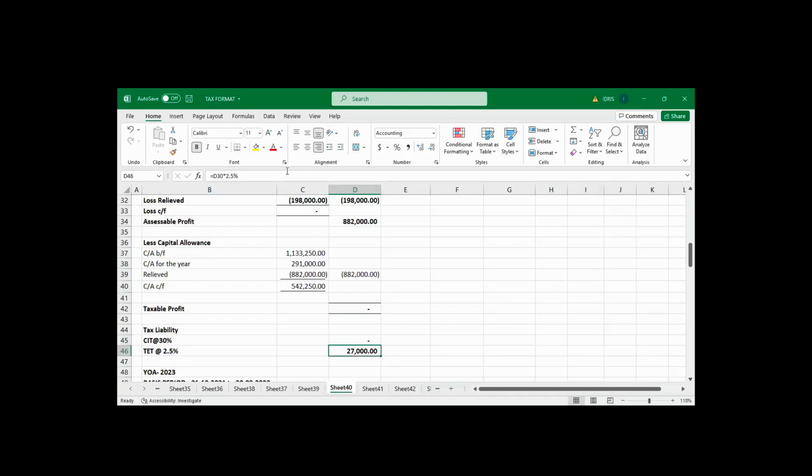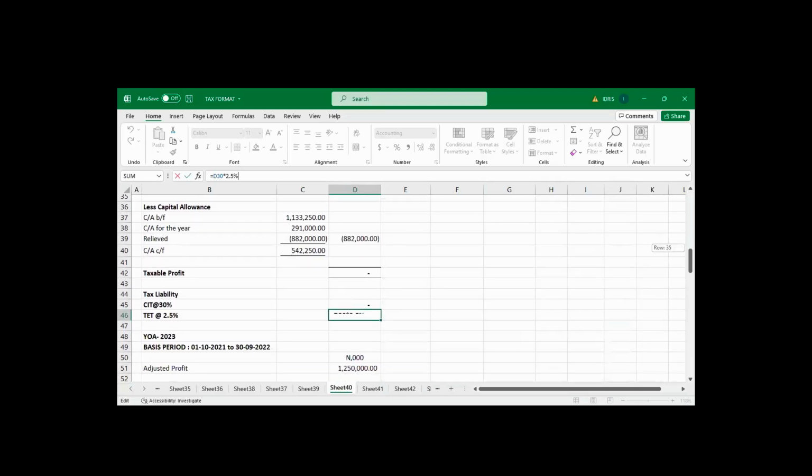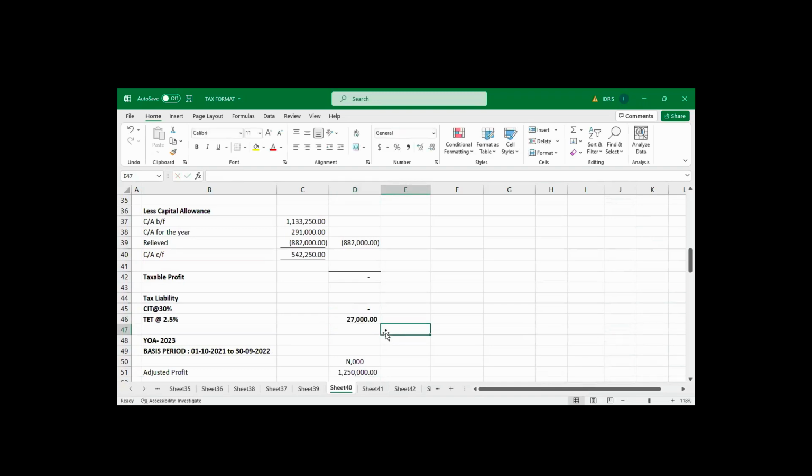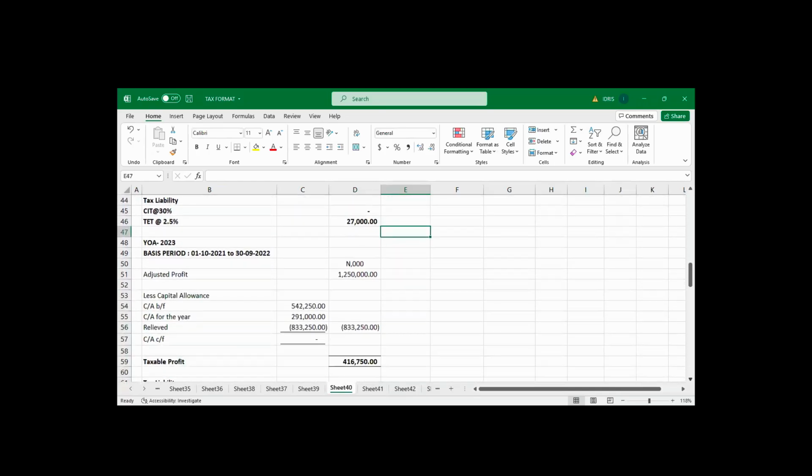So in this second year of assessment, what is your adjusted profit? $1,080,000. 2.5% of it. So you move to the 2023 year of assessment. In the 2023 year of assessment, your adjusted profit is 1,250,000. You don't have any loss again, but you have a capital allowance brought forward of 542,250, while the capital allowance for the year is 291.